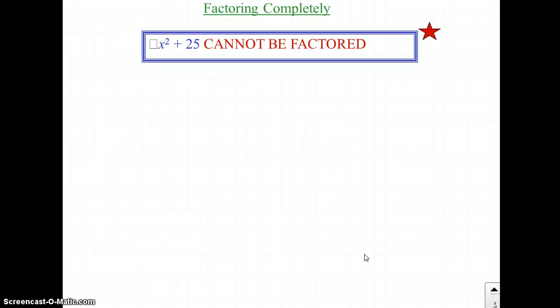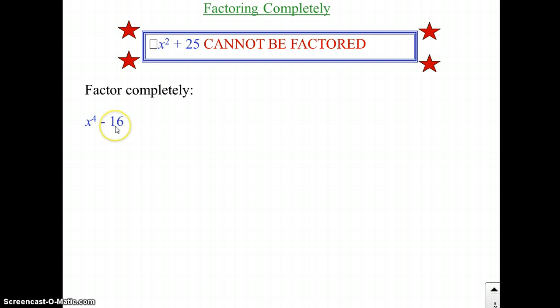Let's do some more complex factoring with differences of squares. Very important note, x squared plus 25 cannot be factored. We cannot factor a sum of squares. We can only factor a difference of squares. Little hint, when the question asks you to factor completely, that usually means there's going to be more than one step.